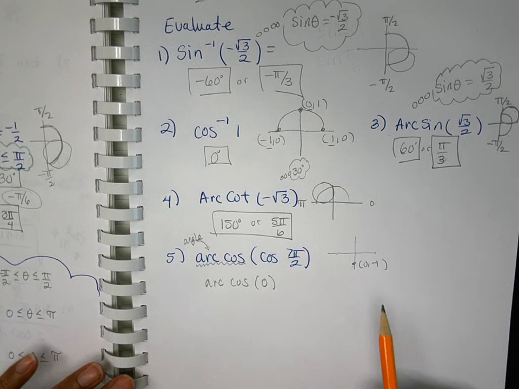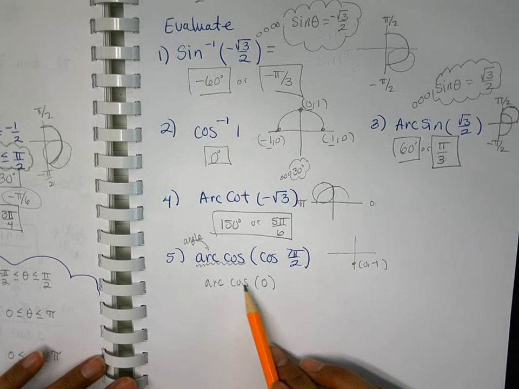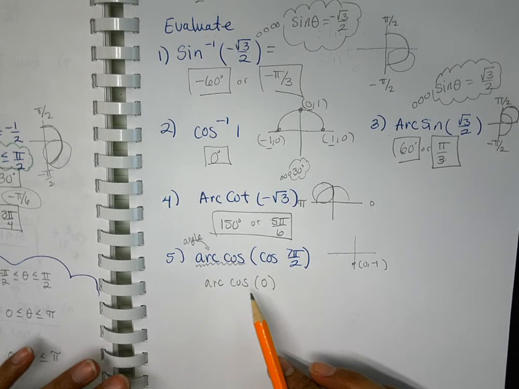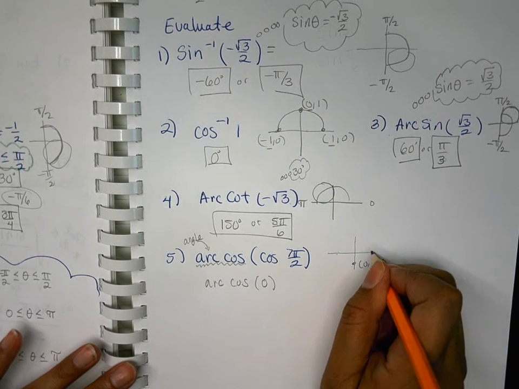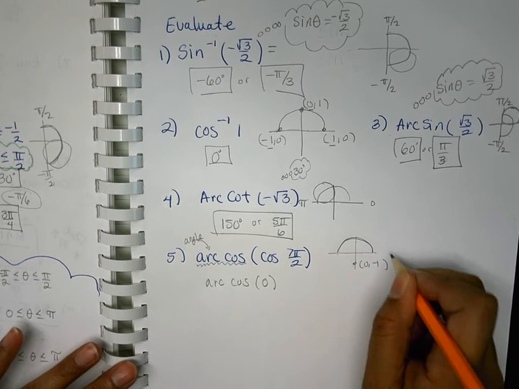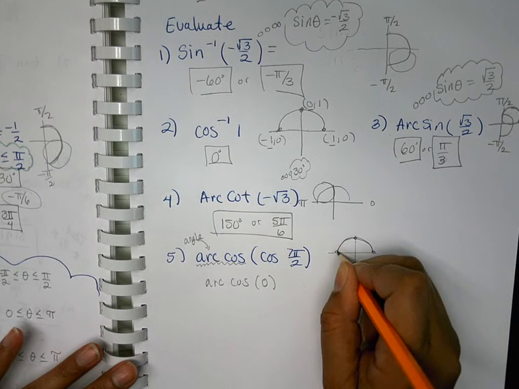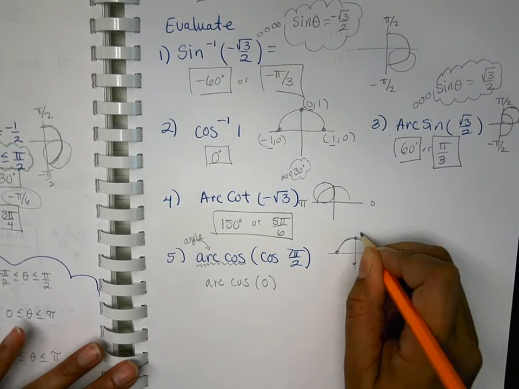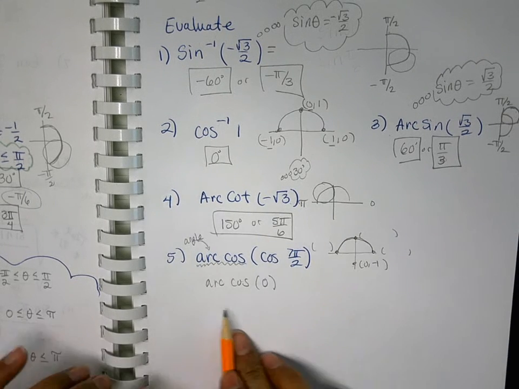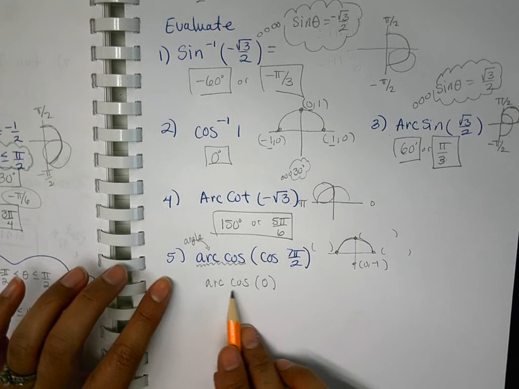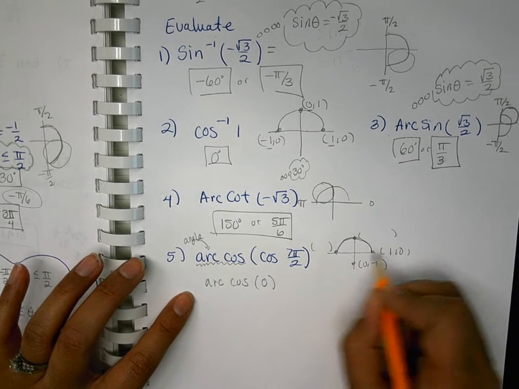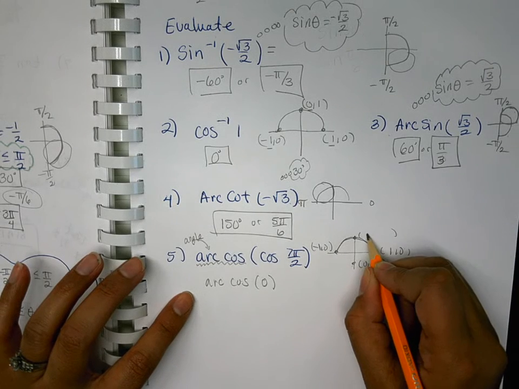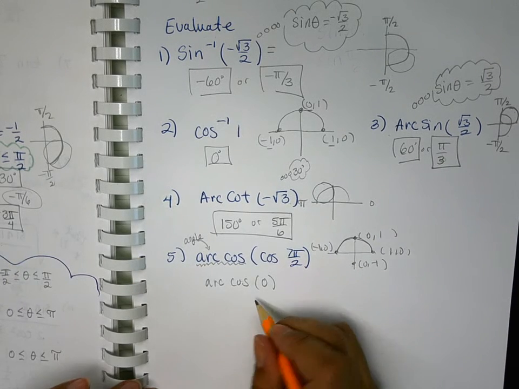Where is arc cosine, or inverse cosine, defined? Top. Okay, so I'm going to label these quadrants. The bell's going to ring soon, so I'm going to try to hurry this up. And I'm looking for when cosine is 0. Where does that happen in these? 90 degrees, or pi over 2.